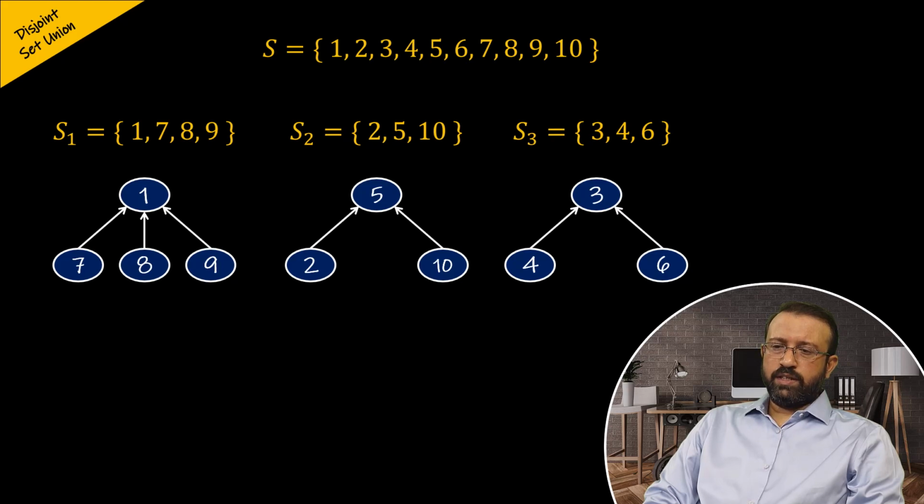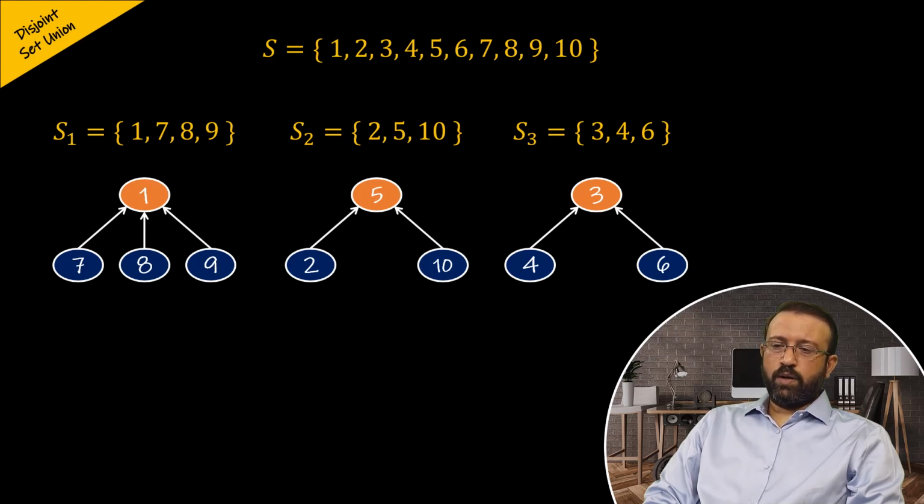Now, using this representation, we can identify the disjoint sets just by the root of the trees representing them. That is, disjoint set S1 can be identified by the root of the tree whose element is 1. The disjoint set S2 can be identified by the root of the tree whose element is 5. And the disjoint set S3 can be identified by the root of the tree whose element is 3.